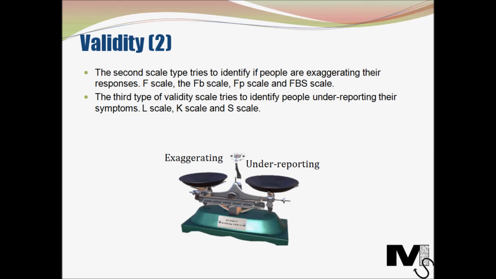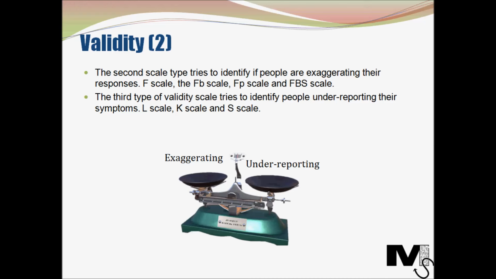The third type of validity scale tries to identify people underreporting their symptoms to try and make their psychological health seem much better than it actually is. And here the scales are the L scale, the K scale, and the S scale.